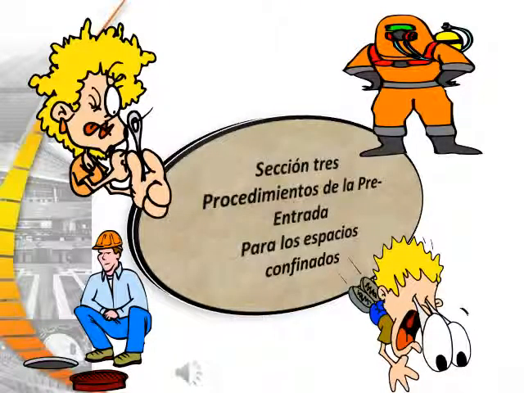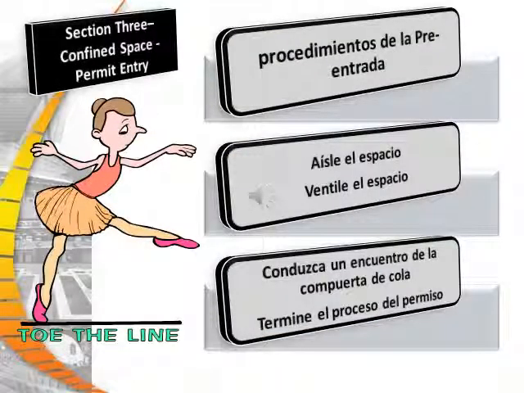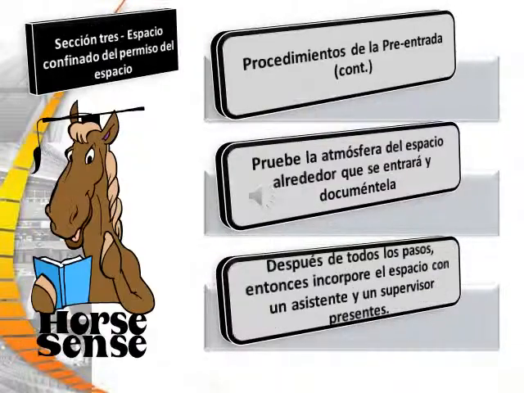Section 3, Pre-entry Procedures for Confined Spaces. Pre-entry procedures call for isolating the space, ventilating the space, conducting a tailboard meeting, and completing the permit process. Pre-entry procedures call for testing the atmosphere of the space about to be entered and documenting it. Above all the steps, then enter the space with the attendant and the supervisor present.